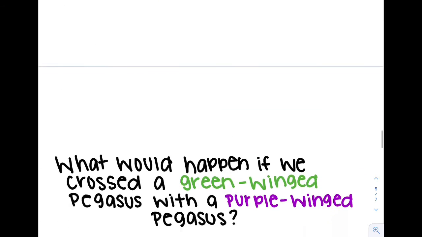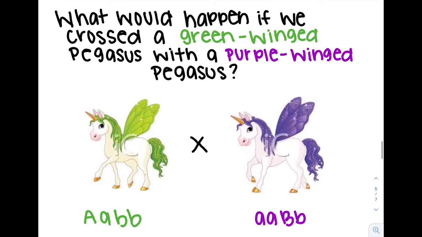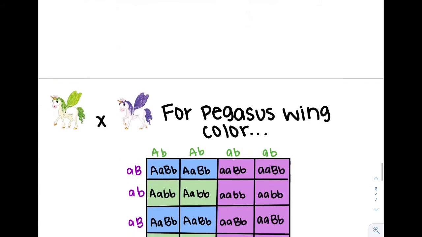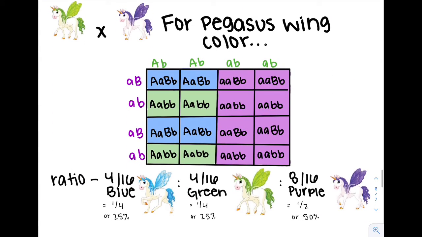But what would happen if we choose to cross a green-winged and a purple-winged Pegasus? Now this dihybrid cross shows a much different expected progeny. 50% of the Pegasus offspring would have purple wings due to the increased amount of times we see the homozygous recessive A alleles. Only 25% of the expected offspring would have green wings, and the other 25% would express blue wings because of the difference in the dominant and recessive B alleles.